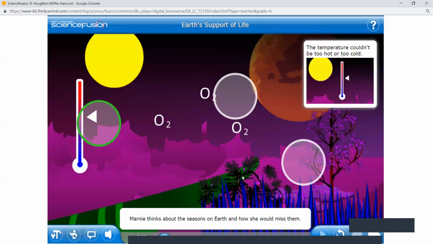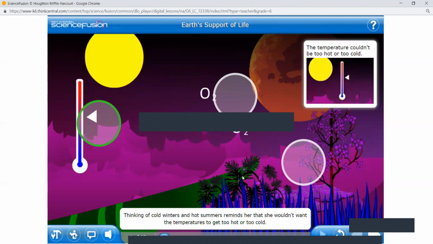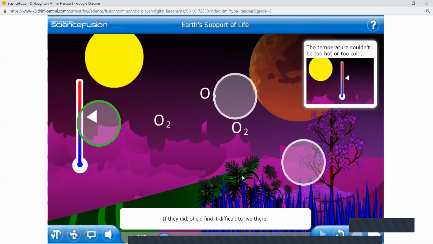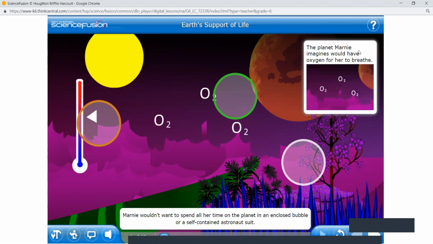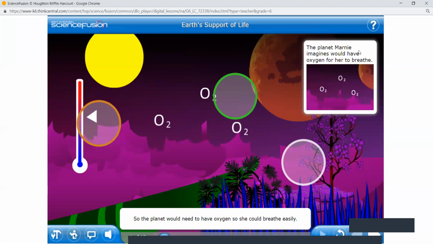Marnie thinks about the seasons on Earth and how she would miss them. Thinking of cold winters and hot summers reminds her that she wouldn't want the temperatures to get too hot or too cold. If they did, she'd find it difficult to live there. She decides the temperature of her planet would need to be within a comfortable range. Marnie wouldn't want to spend all her time on the planet in an enclosed bubble or a self-contained astronaut suit. So the planet would need to have oxygen so she could breathe easily.